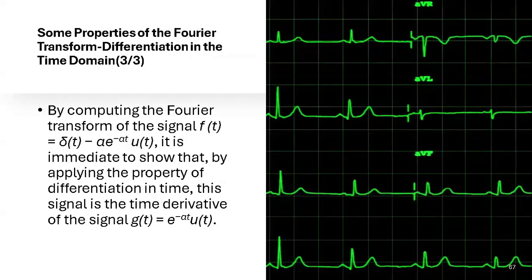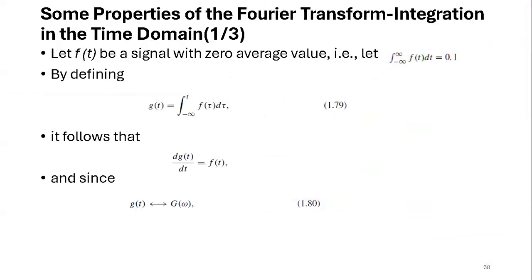Now, consider the Fourier transform of the impulse function delta(t - a). It is immediate to show, by applying the derivative property and the definition, that this equals the time derivative of the signal, the impulse delta(t - a). Now, integration in the time domain.